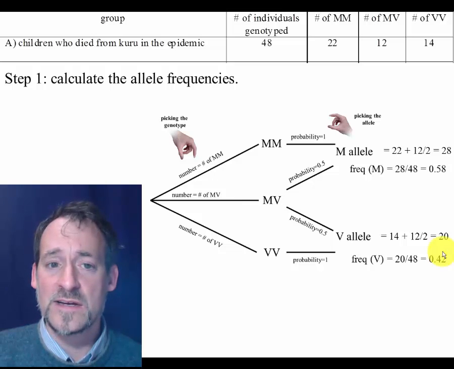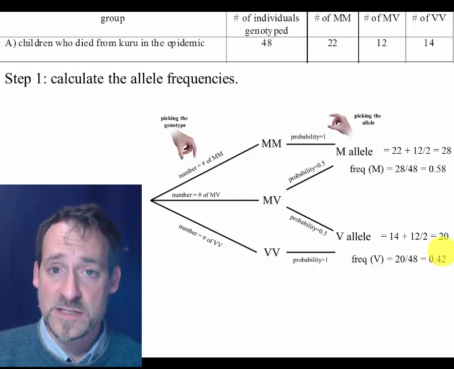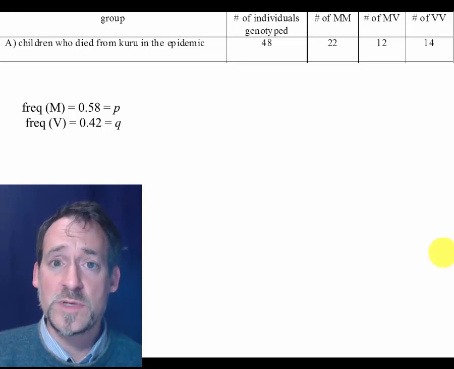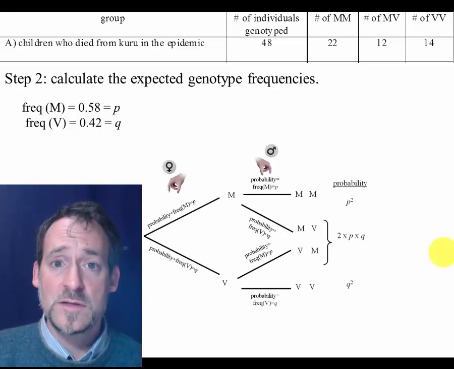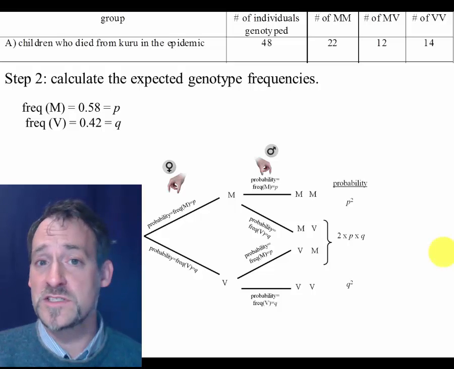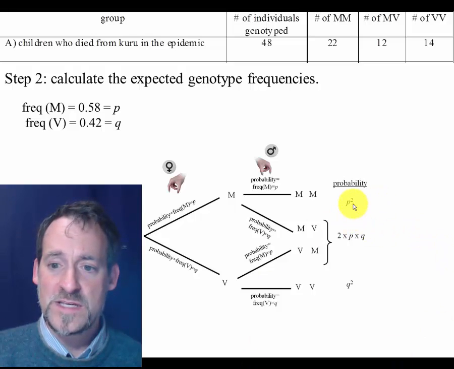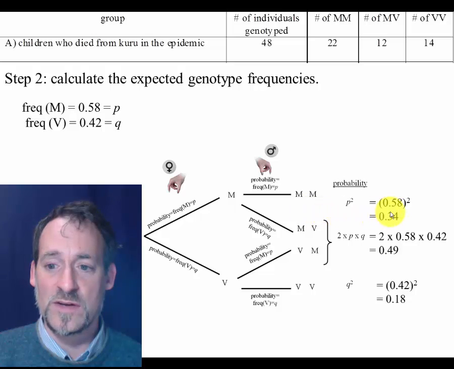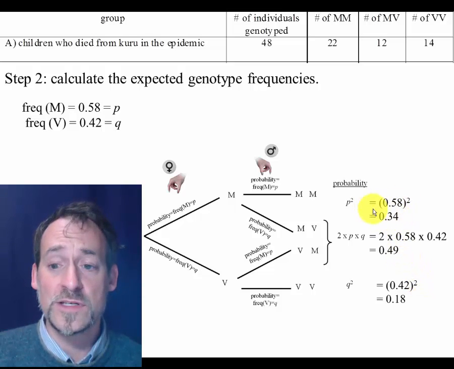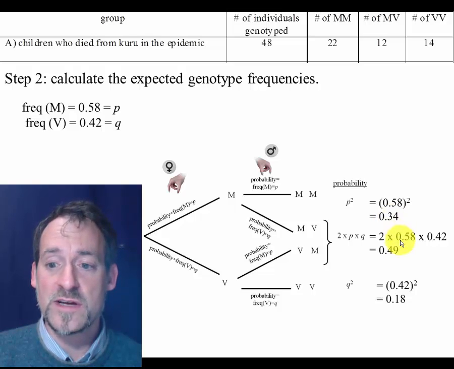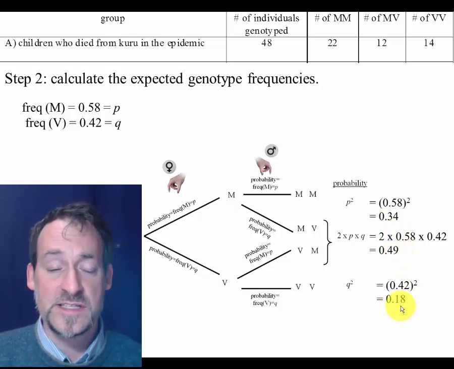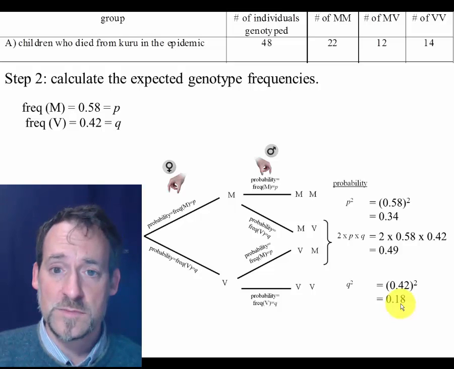Now we take a look at the genotype frequencies that we would expect to get if this population were at Hardy-Weinberg equilibrium. And this also should be pretty automatic. It's just picking 2 alleles out of the bag because one of the assumptions of Hardy-Weinberg equilibrium is that mating is random. So p squared is simply going to be 0.58 times 0.58. That's equal to 0.34. And it's really pretty easy to calculate these other 2 here. We expect 34% of our individuals to be MM homozygotes, 49% to be heterozygotes, and 18% to be VV homozygotes.